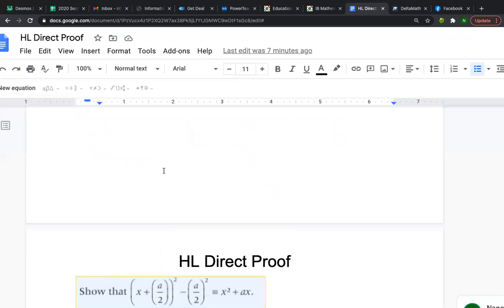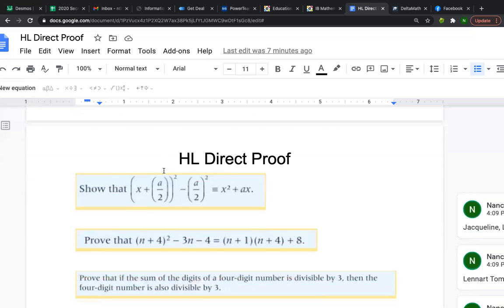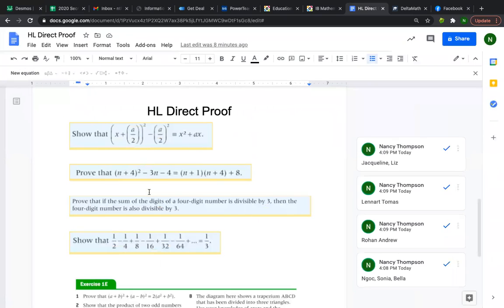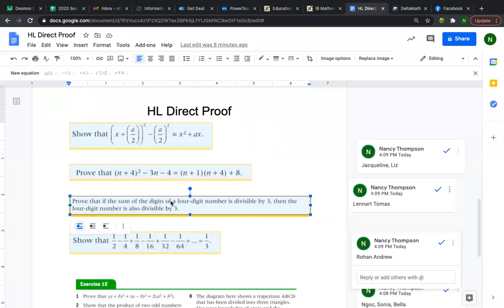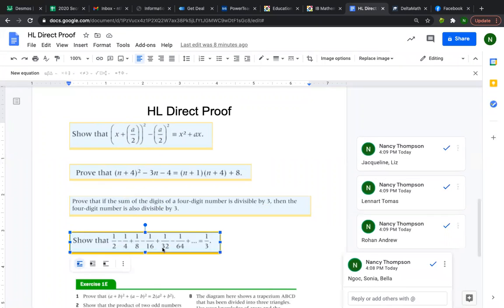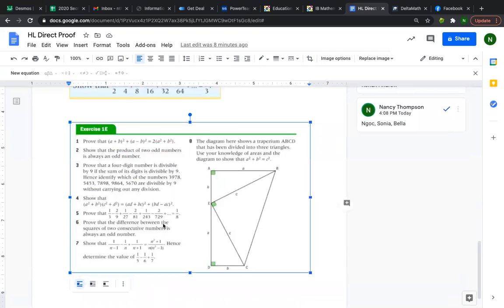So on that note, I decided to give you the homework problems in partners since we have 2 lessons to do this week. The first one is Jacqueline and Liz. The second one here is Leonard and Tomas. The third one is Rohan and Andrew. And the fourth one is Knox, Sonia, and Bella. At the bottom, I gave you some additional problems. This is not a requirement to do them, but to only practice one proof is not enough, in my opinion.